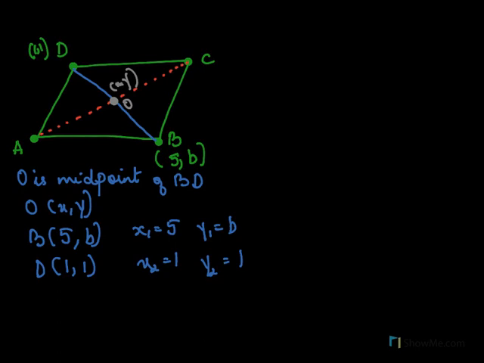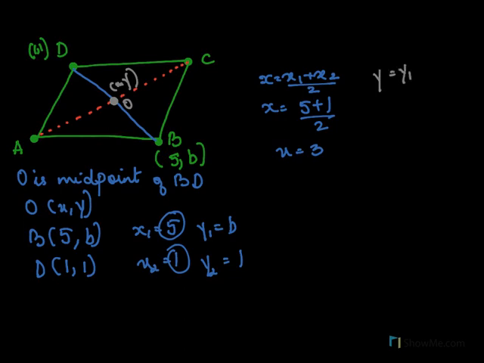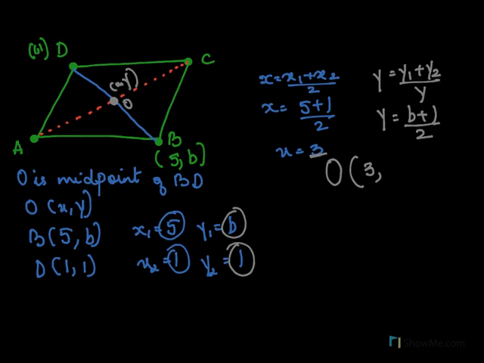So for the formula, X equal to X1 plus X2 by 2. So your X we don't know. This is X1 and this is X2. So 5 plus 1 divided by 2. So your X becomes 3. And for the Y, Y1 plus Y2 divided by 2. So the Y is B plus 1 divided by 2. So the coordinates of O now turn out to be 3 as the X coordinate, and B plus 1 over 2 as the Y coordinate.